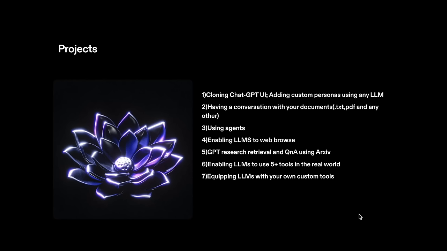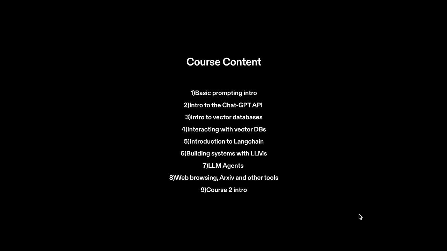We're going to be able to use agents, which are self-prompting large language models, and enable these large language models to browse the web and research and retrieve research papers. Using the archive API, we're going to be able to enable these large language models to use more than 5 tools in the real world, along with equipping them with our own custom tools. So here's all the course content, and let's get started with the basic introduction to LLMs.